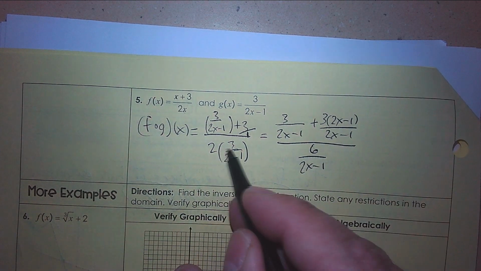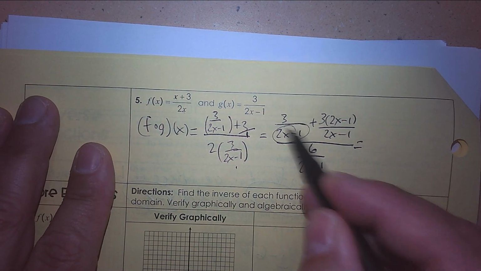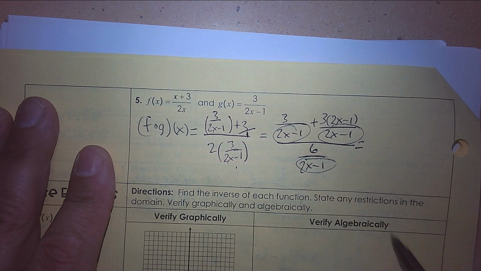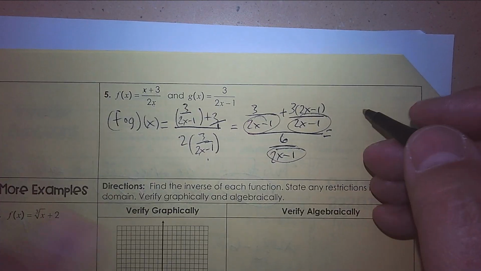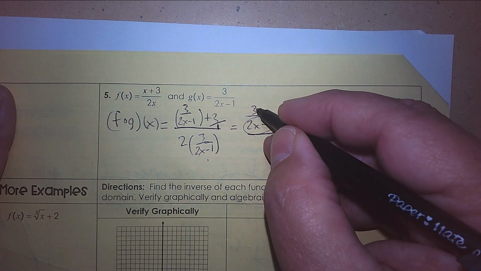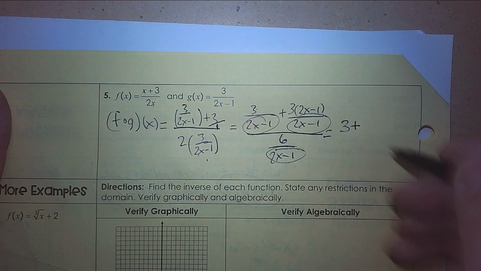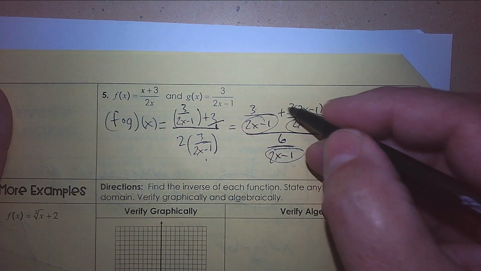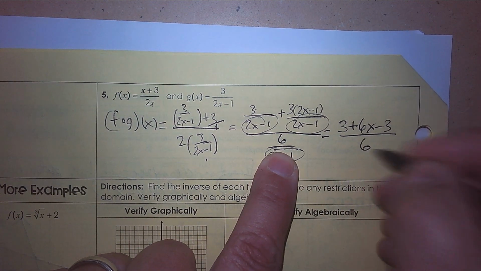So 2 times 3 is 6. That's good, right? So if they all have the same denominator, I can multiply times 2x minus 1, top and bottom. I only have to look at the numerators. So the first top there is 3. What's 3 times 2? 6x. 3 times negative 1. And then what I'm left with on the bottom is 6.